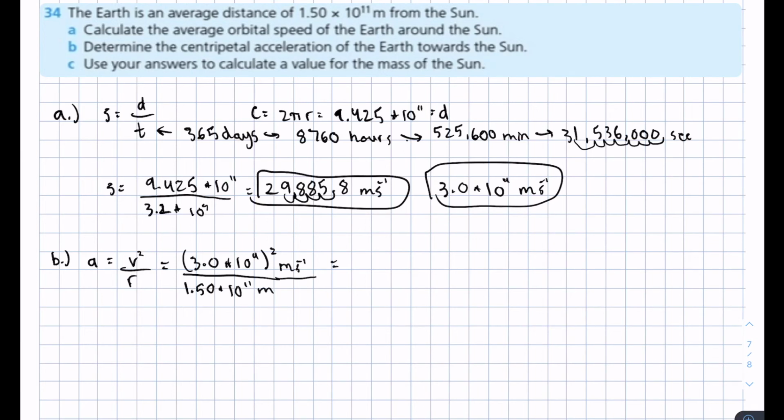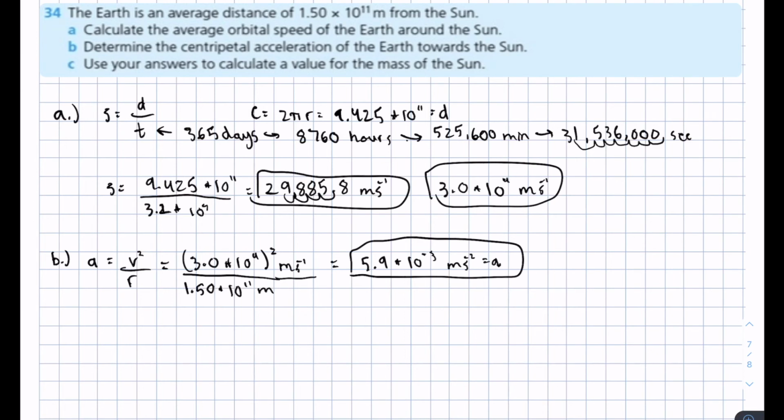And after plugging this into the calculator, you get 5.9 times 10 to the power of -3 meters per second squared as the acceleration.